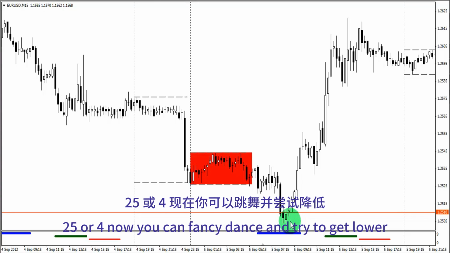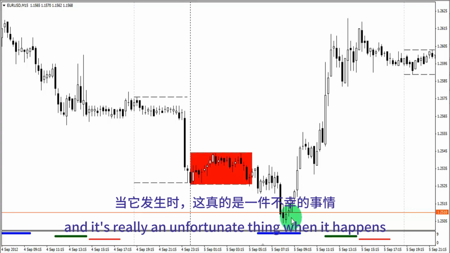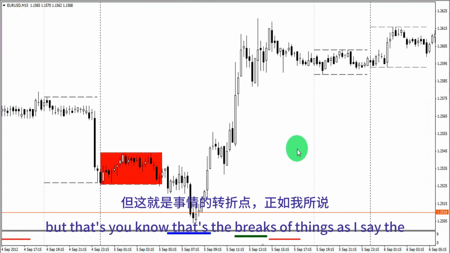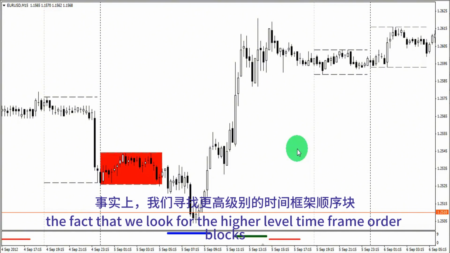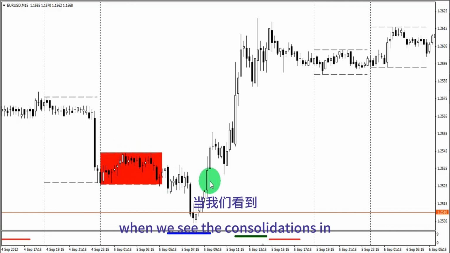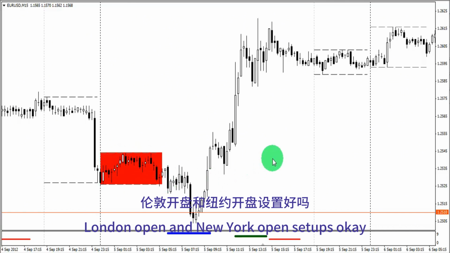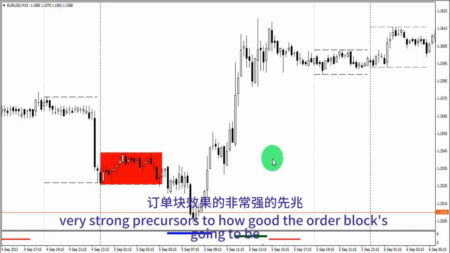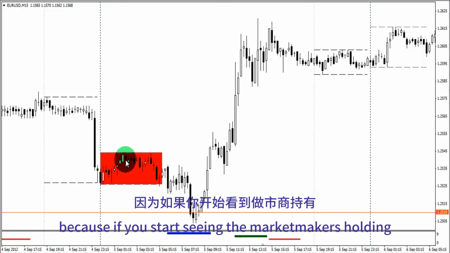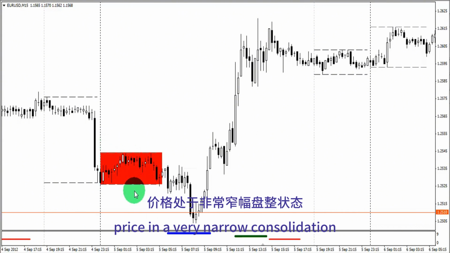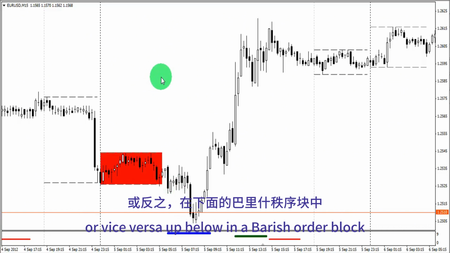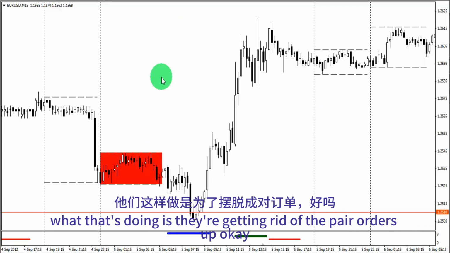Now you can fancy dance and try to get lower, but many times you'll miss these trades, and it's really an unfortunate thing when it happens, but that's the breaks, as they say. The fact that we look for the higher level time frame order blocks when we see the consolidations in London Open and New York Open setups is a very, very strong precursor to how good the order block is going to be. Because if you start seeing the market makers holding price in a very narrow consolidation prior to or just above a bullish order block, or vice versa, just below a bearish order block, what that's doing is they're getting ready to pair orders up.